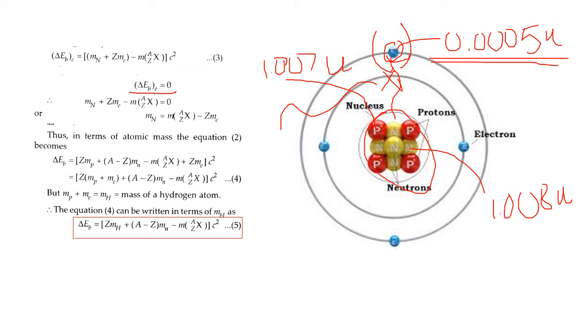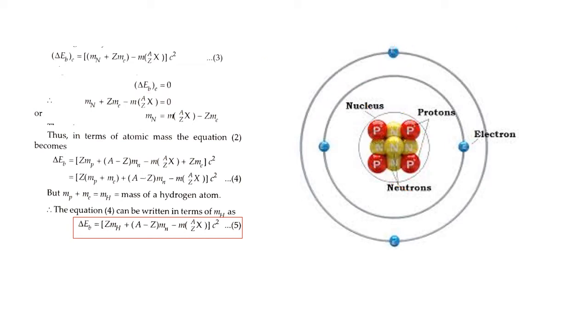So what will be the mass of the total nucleus? The mass of the total nucleus Mn plus, if this is your electron, it has what mass, let us say Me. If this is the mass of the electron, now how many electrons will be there? Z. Okay, why Z electrons? Because we know what Z is. Z is the number of protons.